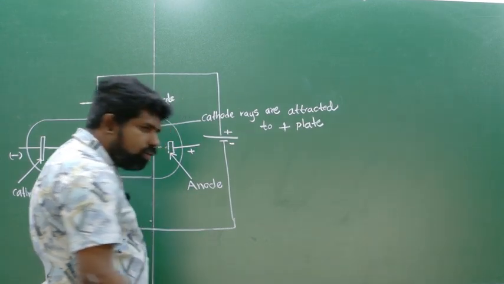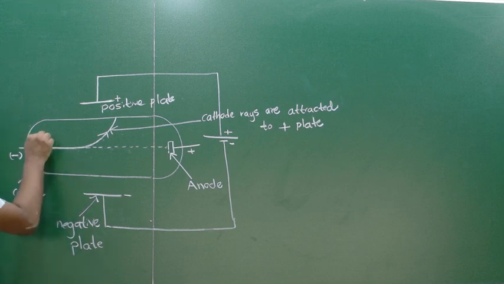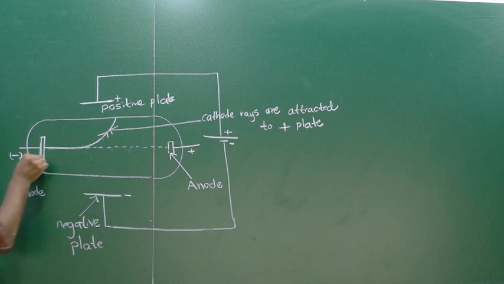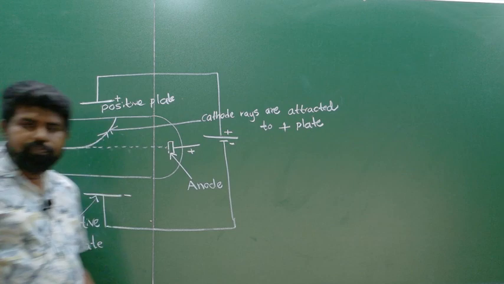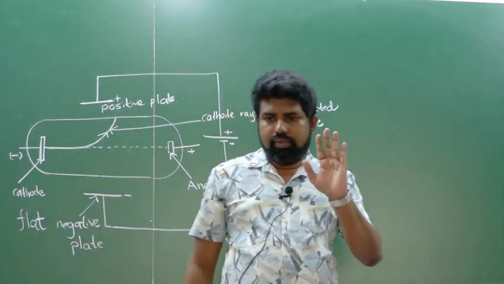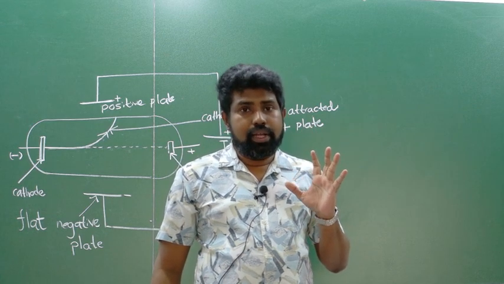So in all the 4 experiments, as you can see, in all the setups, you see a cathode in this shape, like this way. It's a flat cathode. Don't mark it like that. The shape of the cathode is flat.